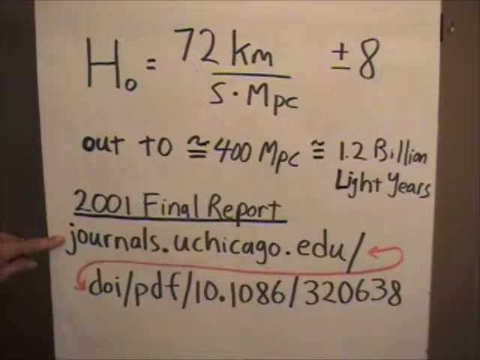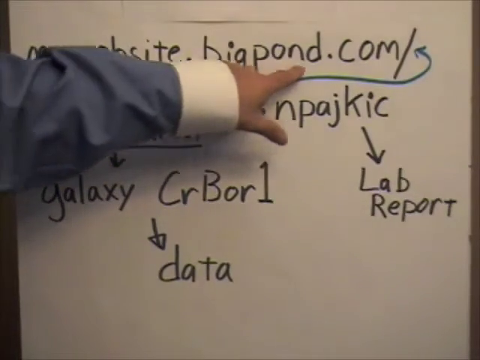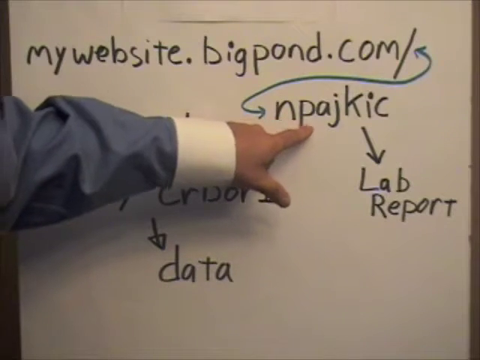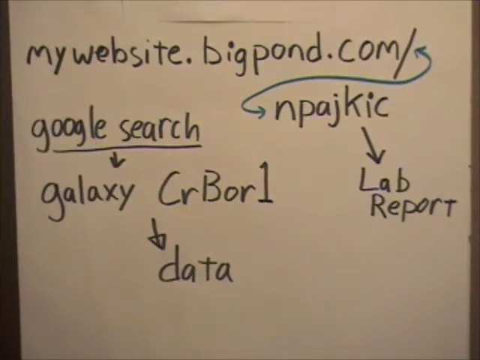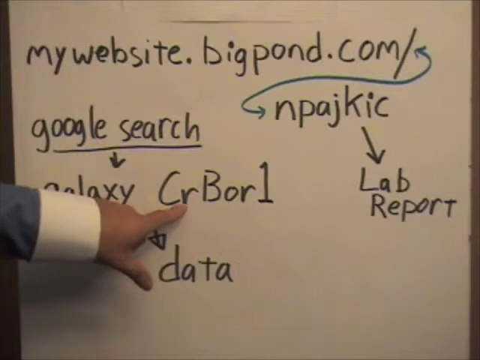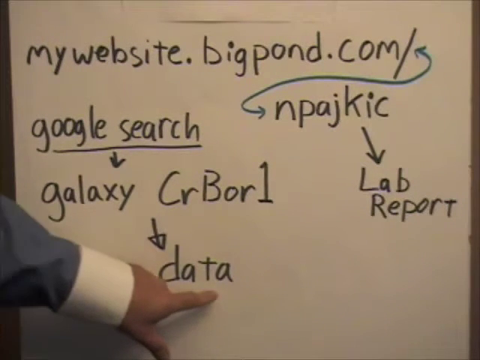So here again is the URL where you can go get the 2001 final report from the Hubble Space Telescope Key Project team if you want to get some of the raw data from that report to run your own spreadsheet. And here are two other websites where you can get some data to play with. The first is my website, bigpond.com/npajic, and then download the lab report. And the other is do a Google search on the words galaxy space CRBOR1, and then only a couple of things come up, and then download the data.